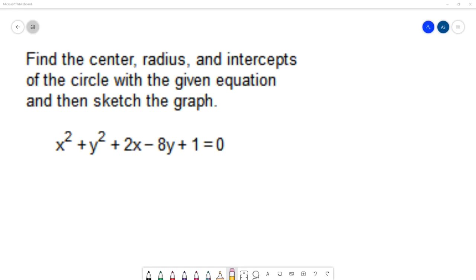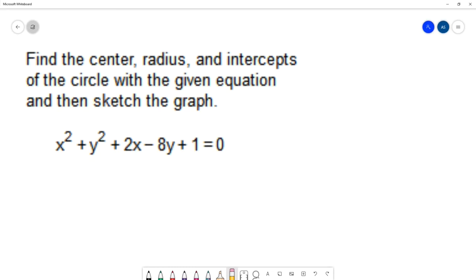For this example, we are trying to find the center, the radius, and the intercepts of the circle with the given equation, and then sketch the graph. So we are given the equation of a circle. That equation is x squared plus y squared plus 2x minus 8y plus 1 equals 0.